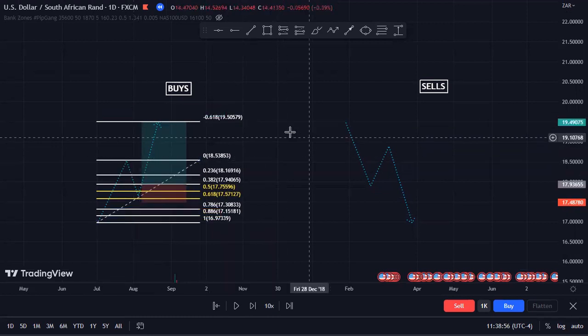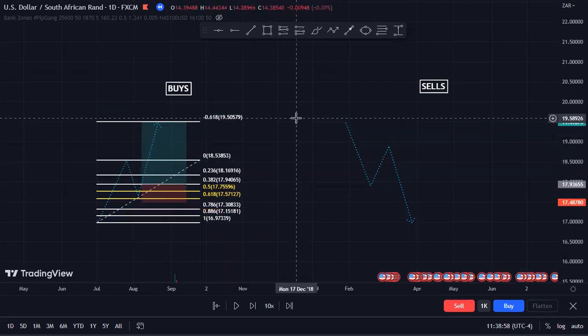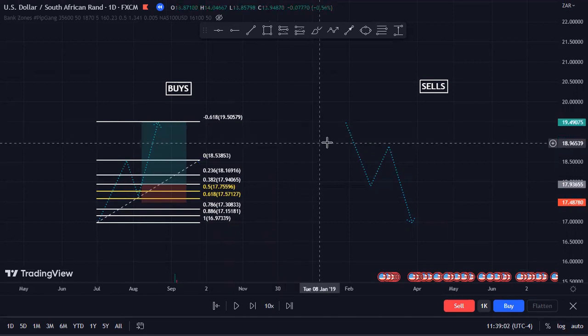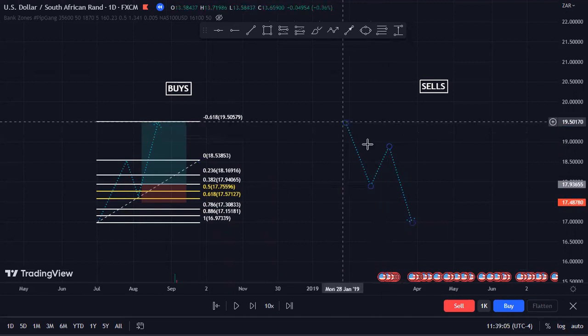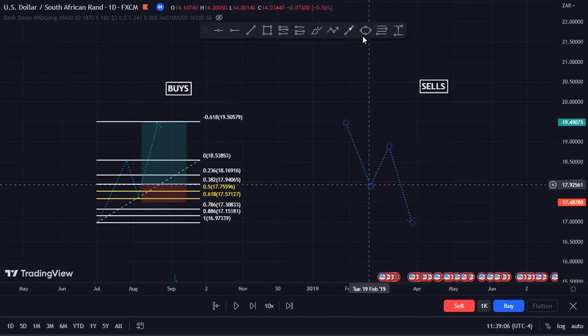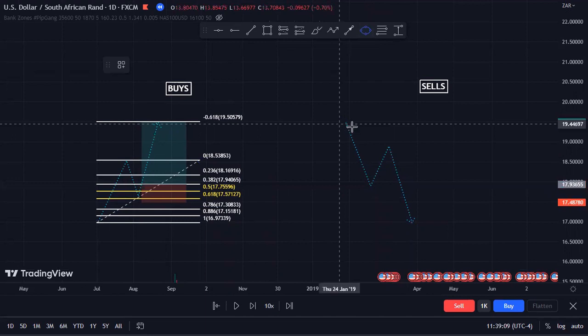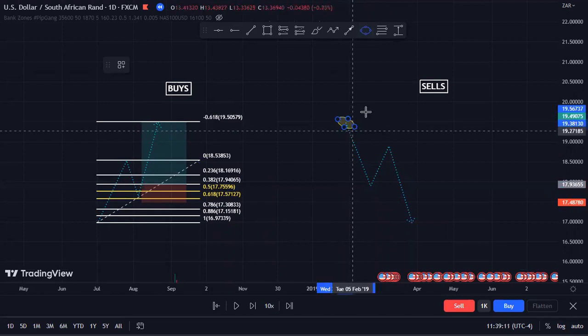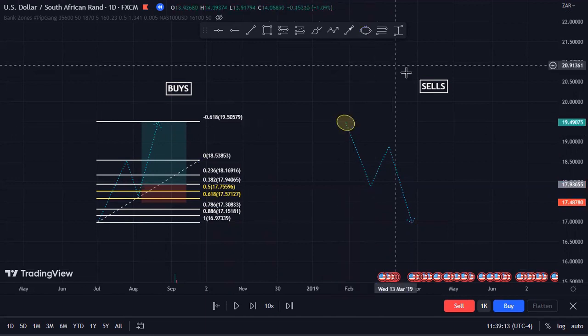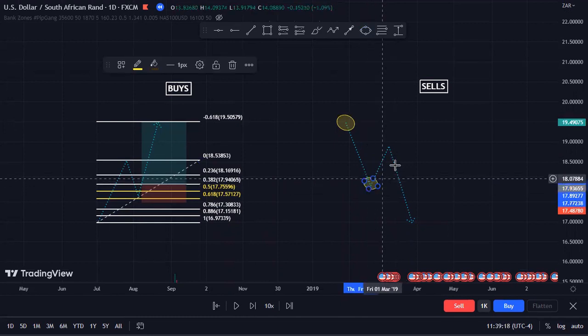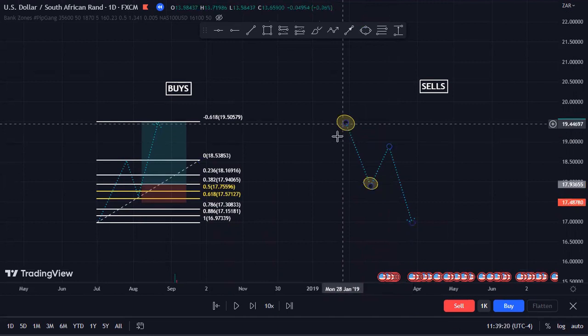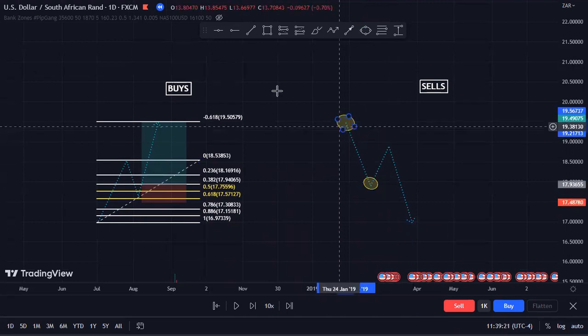Let's move down to sells. For sells, it's literally the same thing. It's just reversed. Remember, for sells, we're just gonna identify our high and our low. So right here, as you can see, that's our high, and down here, that's our low. So step one is complete. We've identified them.